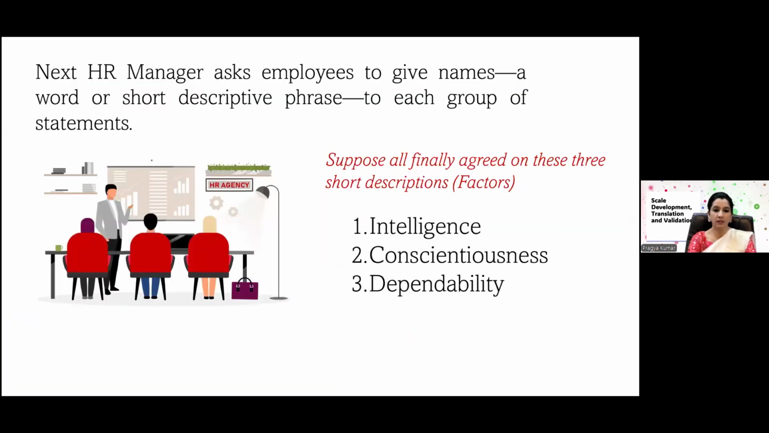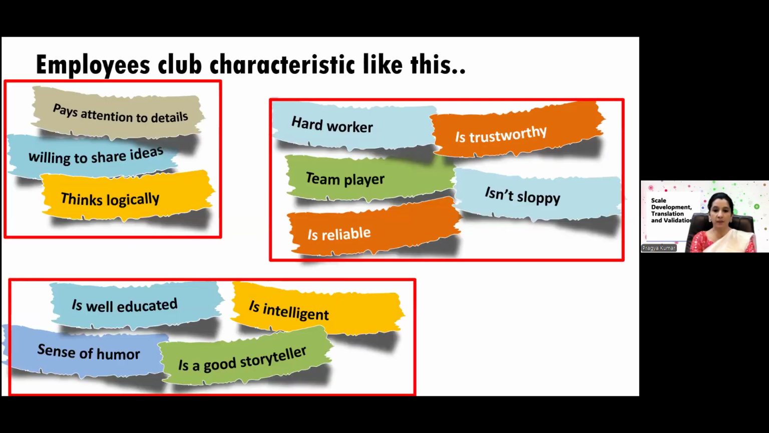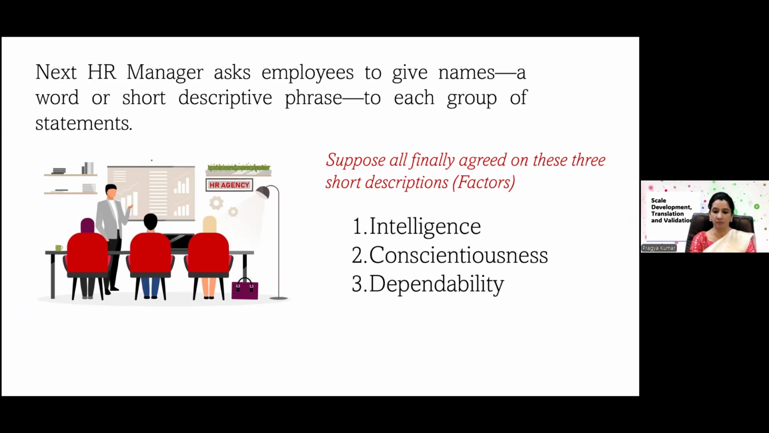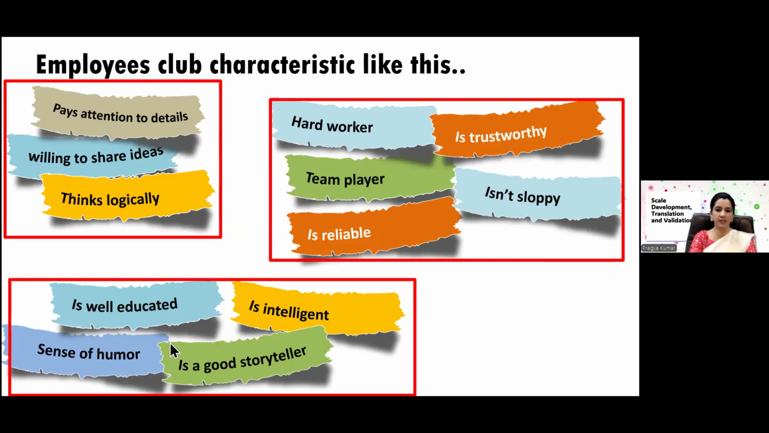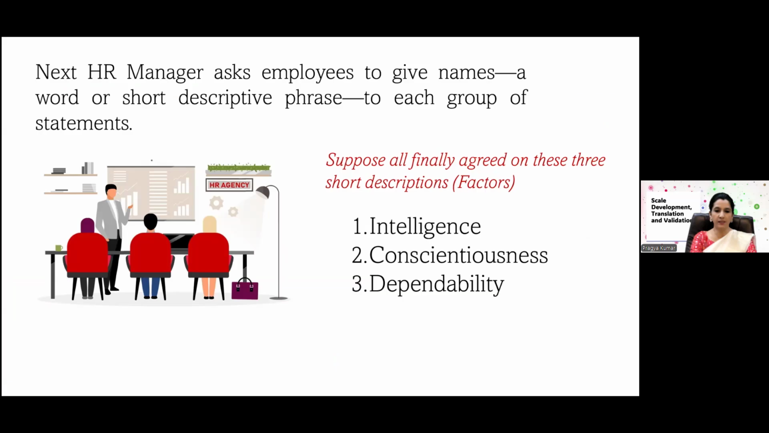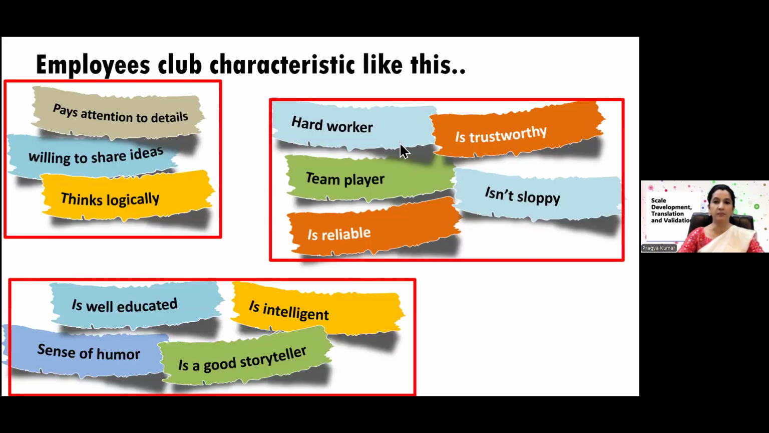So the HR manager asked the employee to give a name to these 3 traits which you have seen here. And they have given 3 names, like intelligence to this one. So this group as intelligence, this group as conscientiousness, and this group as dependability. So they have given name to these 3 clubbings of the traits together. Okay. So again, you can say that these were the individual items which they have generated, and together clubbing of these, you can call it a factor.